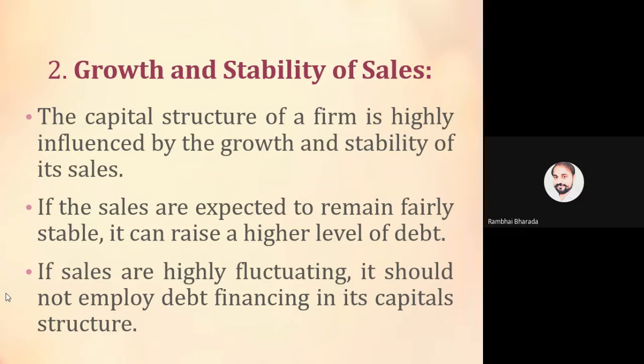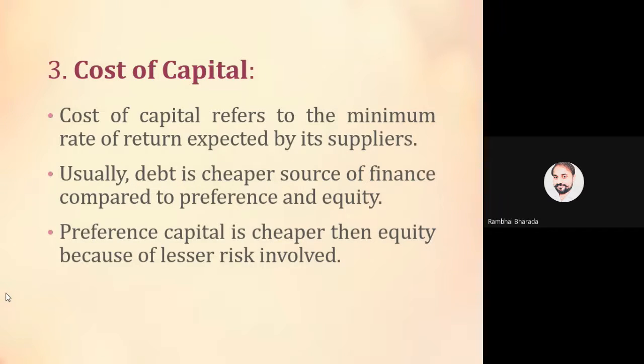Okay, if the sales is stable, your income is stable, profit is stable, we use more debt. And if the sales is up, down, up, down, like this, then we use equity shares. So from that point of view, growth and stability will affect the capital structure. Are we clear about number 2? Number 3, I don't think any explanation is required for this.